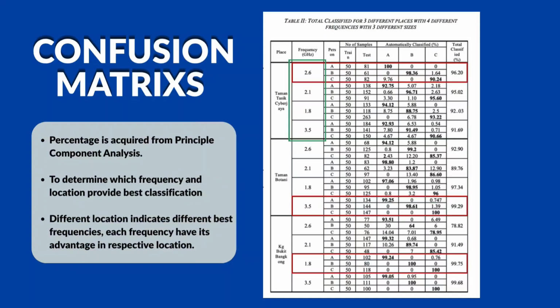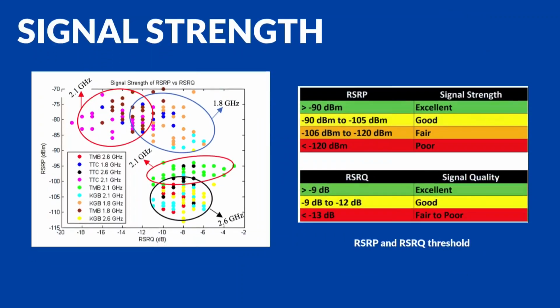The confusion matrix is used to measure the classification accuracy. The results show that different locations have different best performing frequencies. This means the environment affects radar performance, and each frequency has its own advantage depending on the location.